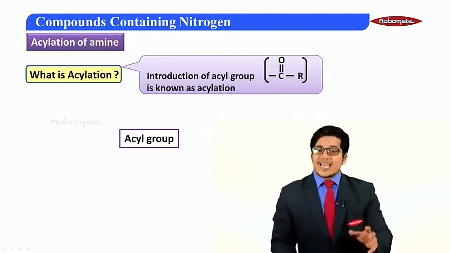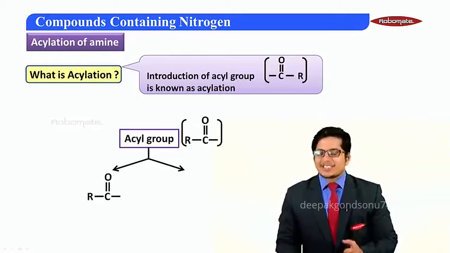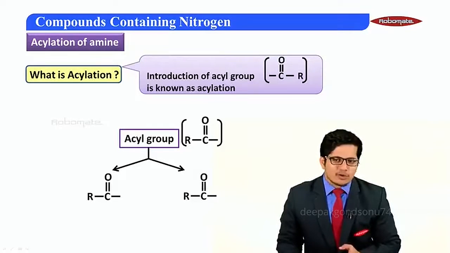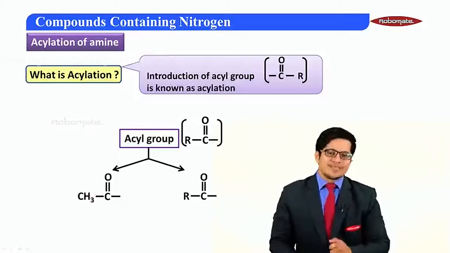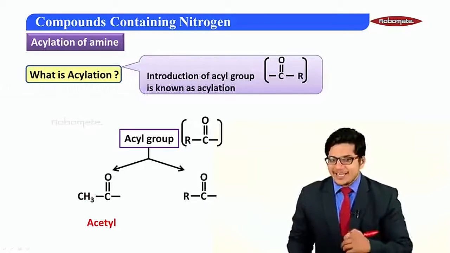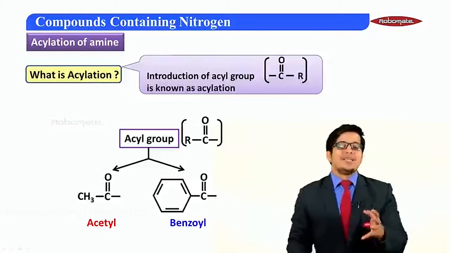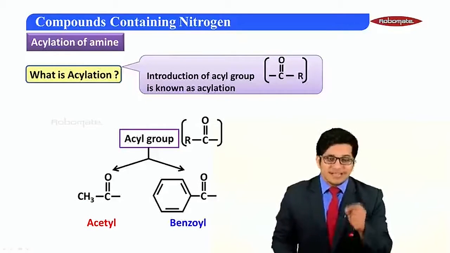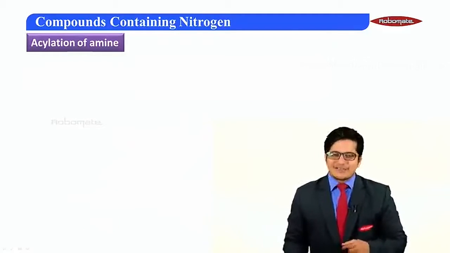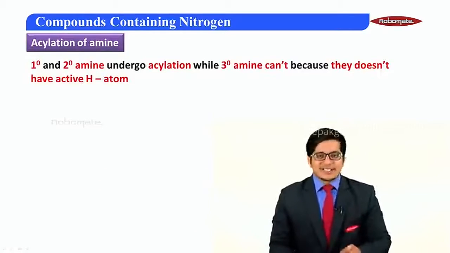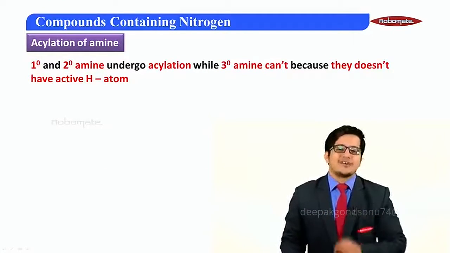Now acyl groups can be of two different types. Let's see. Either I have an RC double bond O group, but instead of R there is a CH3 group, then this would be acetyl. But if there is a benzene ring, then it would be a benzoyl group. And remember, both are examples of acyl groups. So let's start with the first, that is acylation with acetyl group.